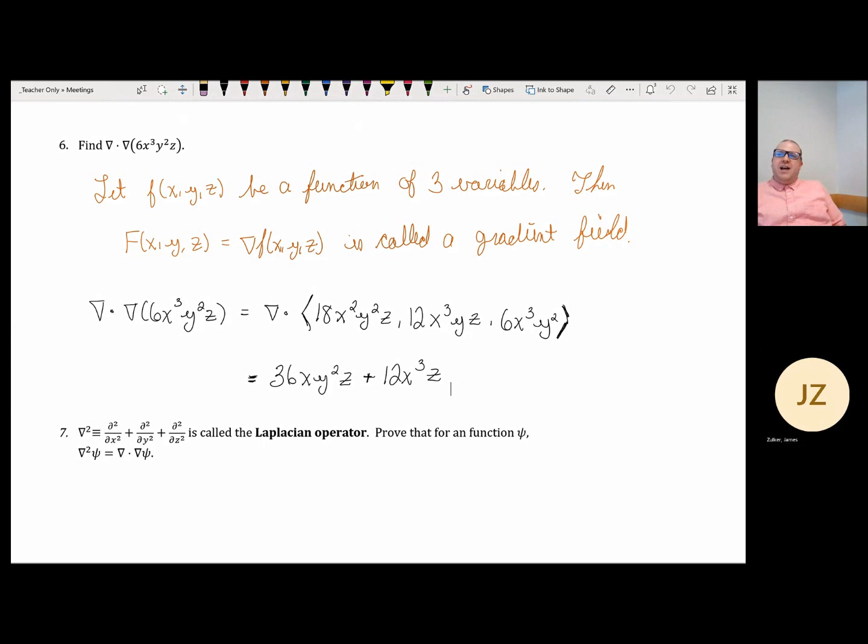Nabla squared is called the Laplacian operator. So if we looked at the Laplacian of a function, it'd be the second order partial of that function with respect to x plus the second order partial with respect to y plus the second order partial with respect to z. What we're going to do is prove that for any function psi, the Laplacian of psi is the same as the divergence of the gradient field of psi.